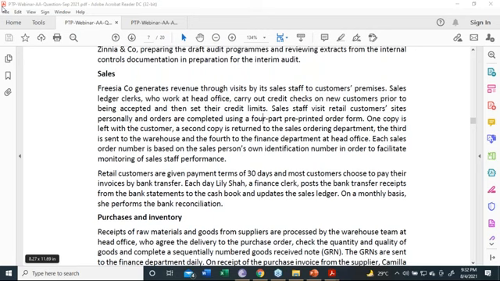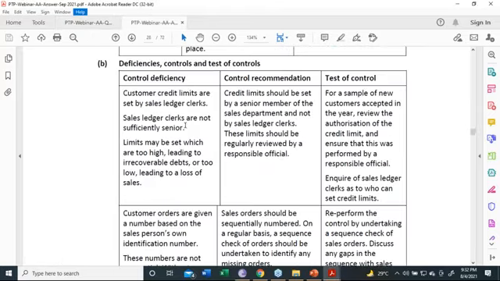Yes, we need to review the credit limits on a regular basis in order to make sure those limits are not outdated. Sarosh, you are right. Well done. Let's check out the solution for these two deficiencies.